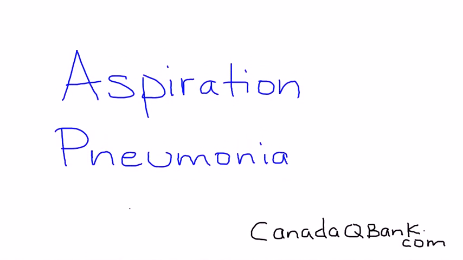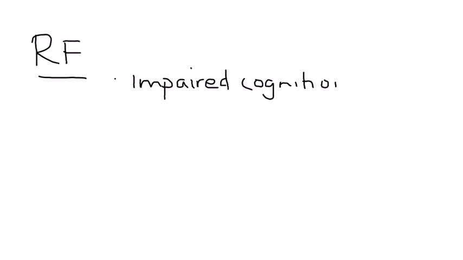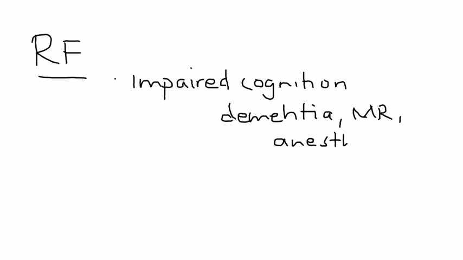Aspiration pneumonia is what we will discuss in this video. Aspiration pneumonia can occur quite often in the following conditions that are known as risk factors. The first risk factor is any patient that has any level of impaired cognition. Examples of this are patients with dementia, patients who are mentally retarded, or patients that are undergoing some sort of anesthesia because of some operation, surgery.